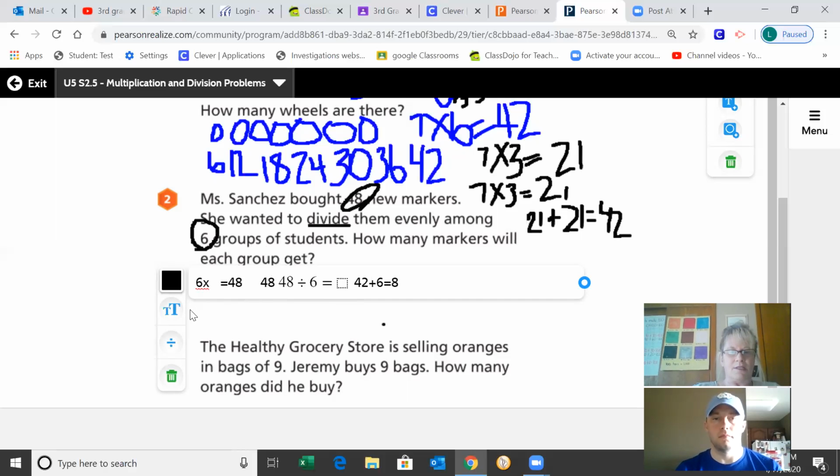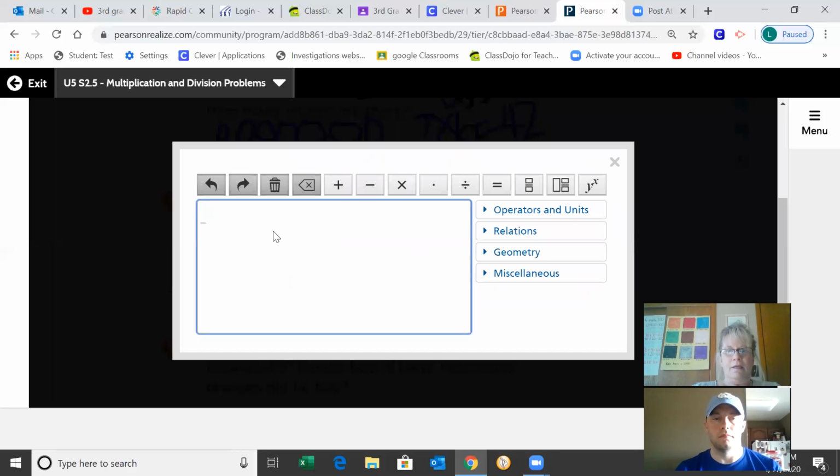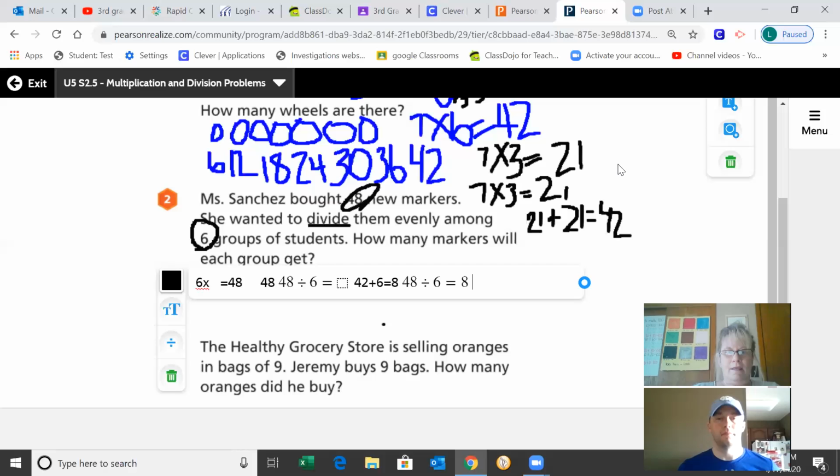Where's my text box? Equals, well, I have to go over here. And of course it didn't save it. So 48 divided by 6 equals 8. And so there it is. Well, there it is right here.